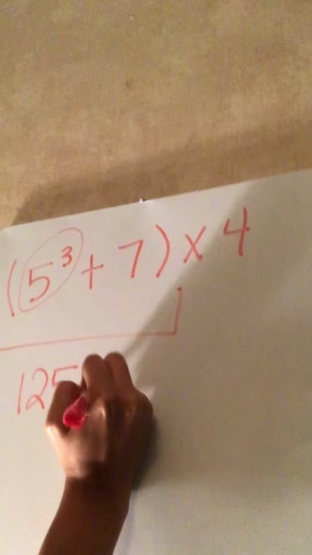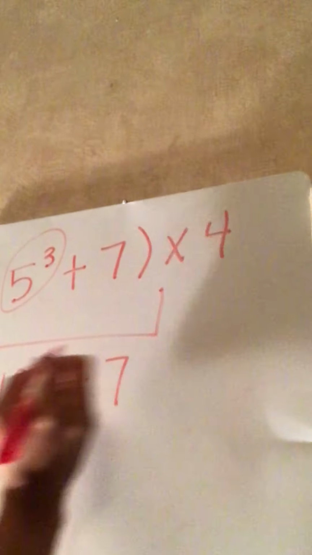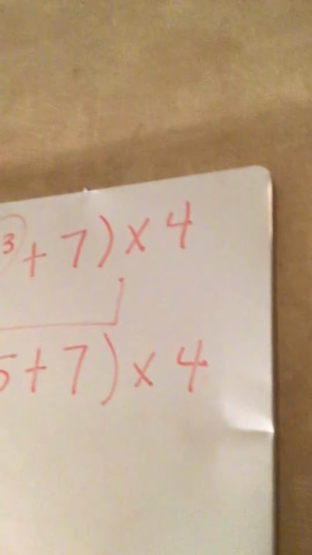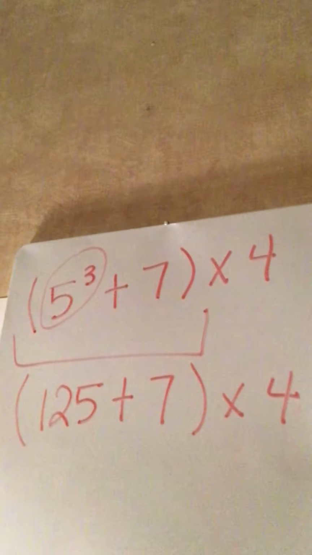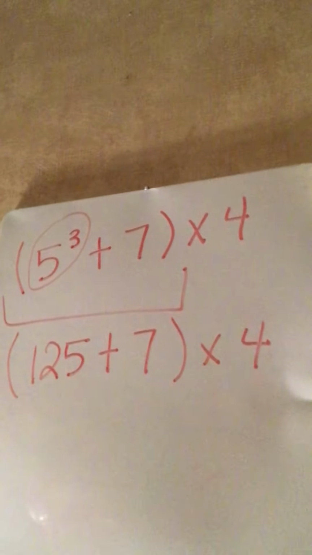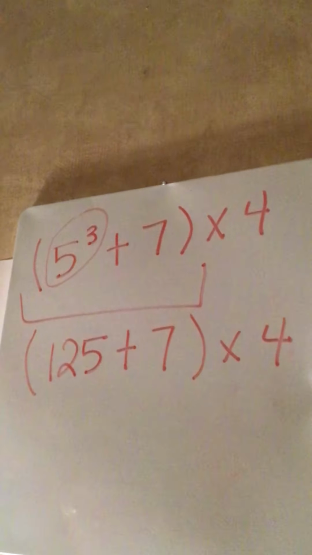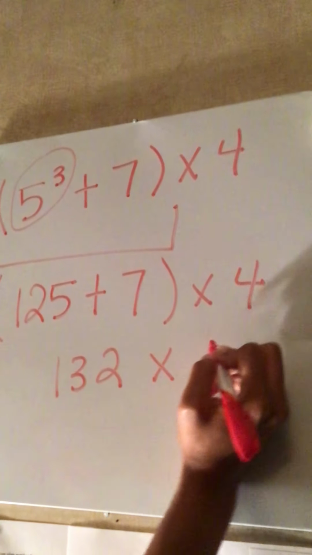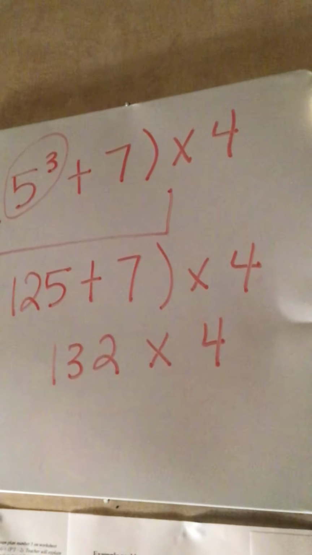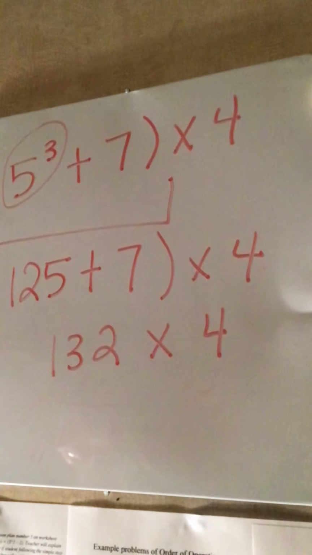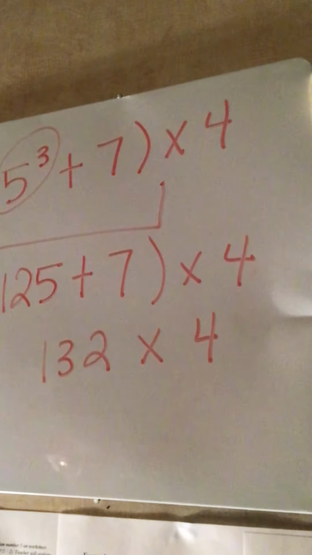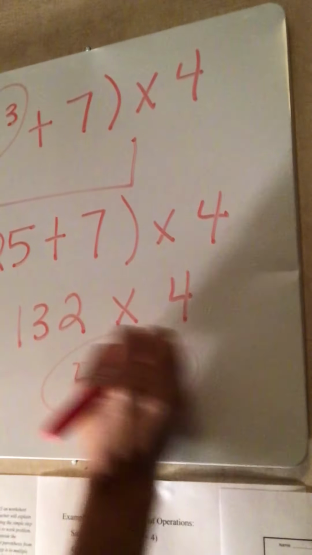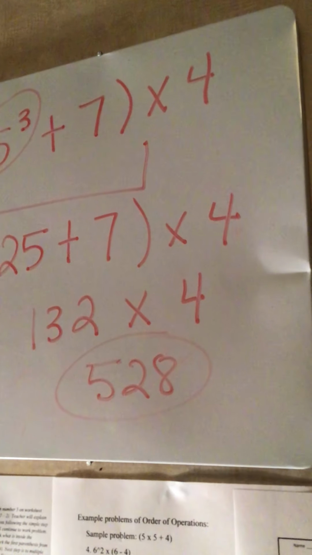We bring out our plus sign and our 7, put that back in our parentheses, bring down that times and that 4. We still have parentheses, so we still must work what's inside our parentheses. So 125 plus 7 is 132. We just bring our times down and our 4 down, and our problem now reads 132 times 4. We just put in the calculator 132 times 4, and we get 528. And that's our answer for that problem.